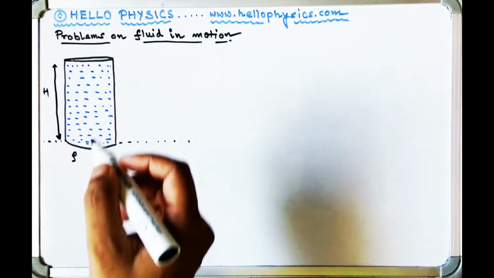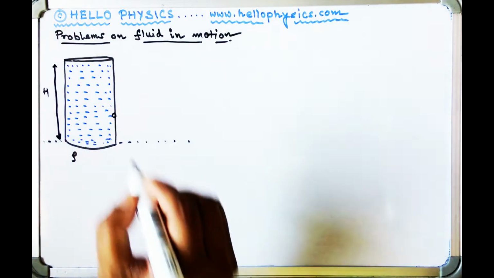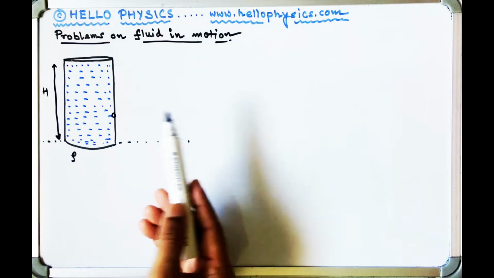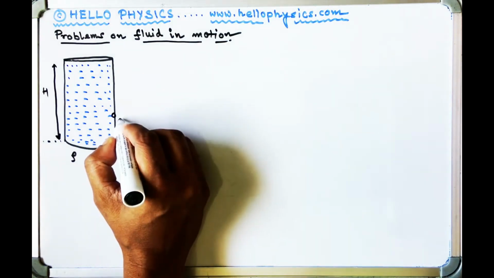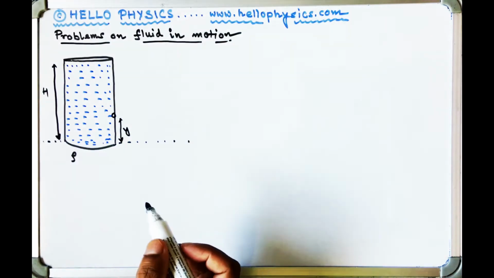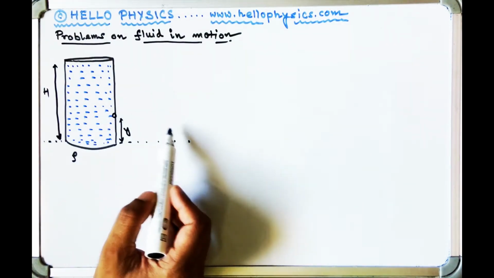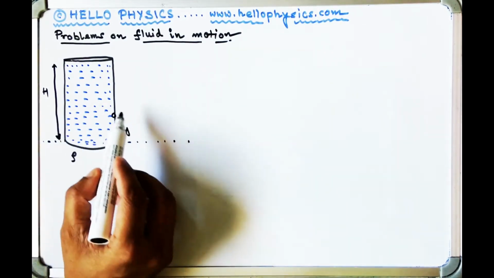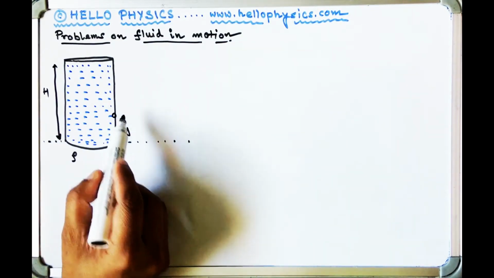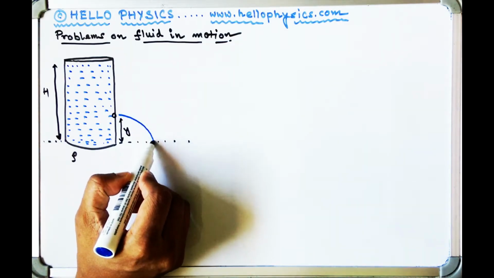Now what is done is a very small hole is made on one side of the container. The hole is present at a height of y from the bottom, and what would happen? The fluid would start coming out of the container. In fact, the fluid would fall somewhat like this. It would fall onto the ground like this.